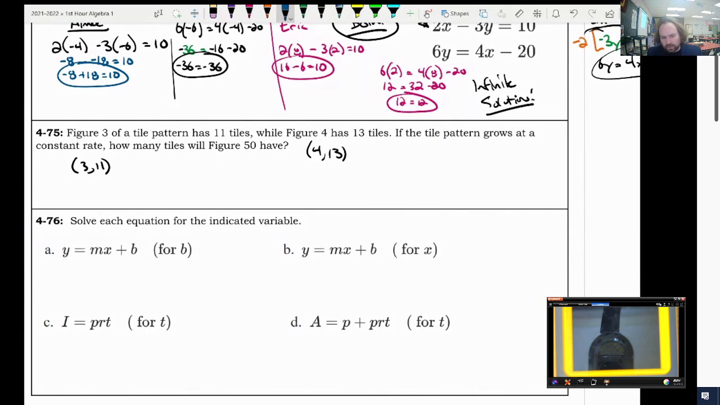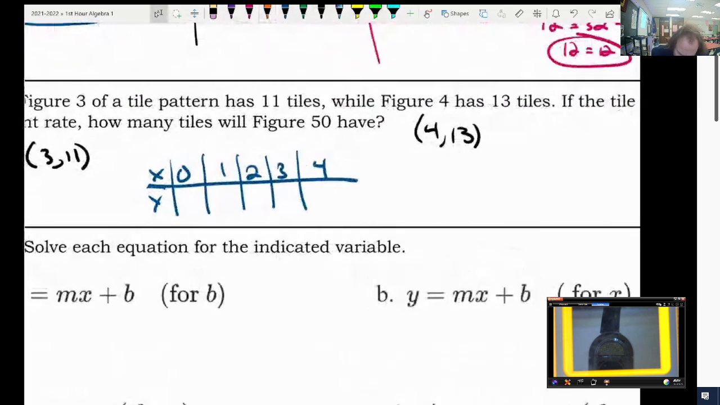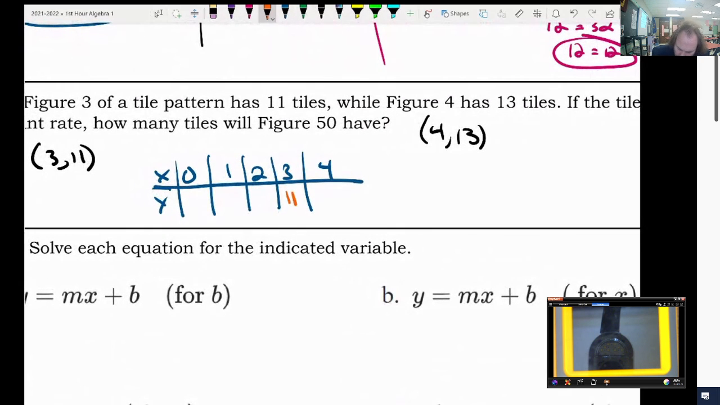Well, what we want to do is think about this kind of like a table. It's probably the best way to do this problem. Since we're pretty close to 0 anyway: 1, 2, 3, and 4. For example, we know that figure 3 has 11 tiles, and figure 4 has 13 tiles. So that means we're growing by 2 tiles. So I know the formula is going to be y equals 2x, because we're going to start with that growth rate of 2.